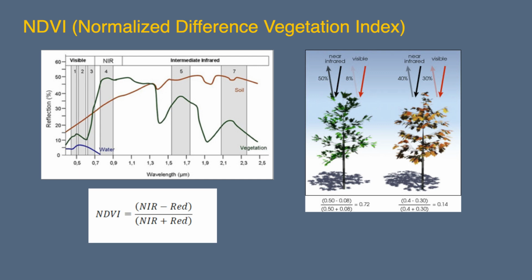NDVI is widely used in agriculture to monitor crop conditions. It helps evaluate crop density and health, detect irrigation or disease issues, and even predict yields. NDVI allows farmers to monitor their land effectively, helping them make timely decisions based on real-time crop conditions.